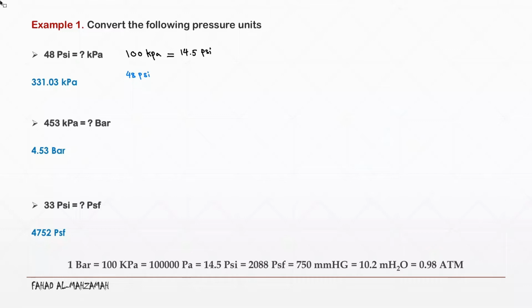Okay, and then we multiply it by the fraction of the relation, which we can then cancel the psi unit and keep the kilopascal. So in order to cancel the psi, we need to put it in the denominator and put the kilopascal in the numerator and just copy the values of the relation. So here we have 100 kilopascal, and here we will have 14.5 psi.